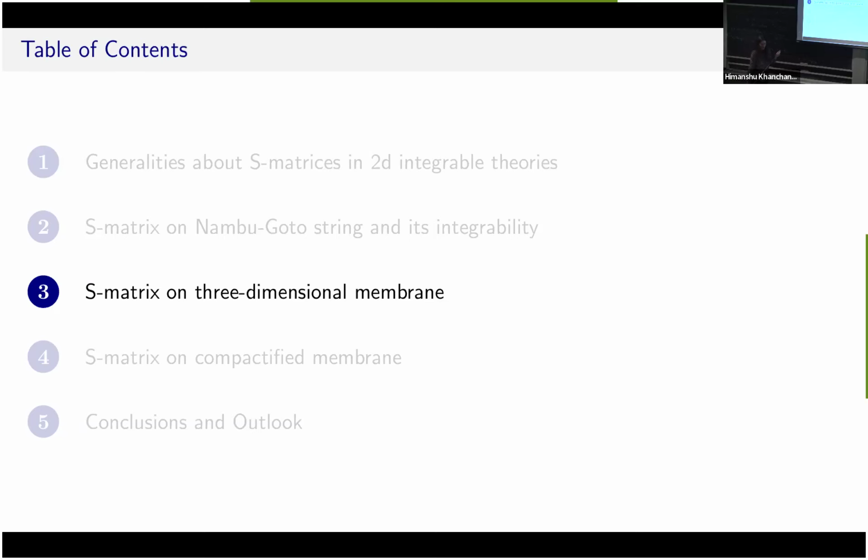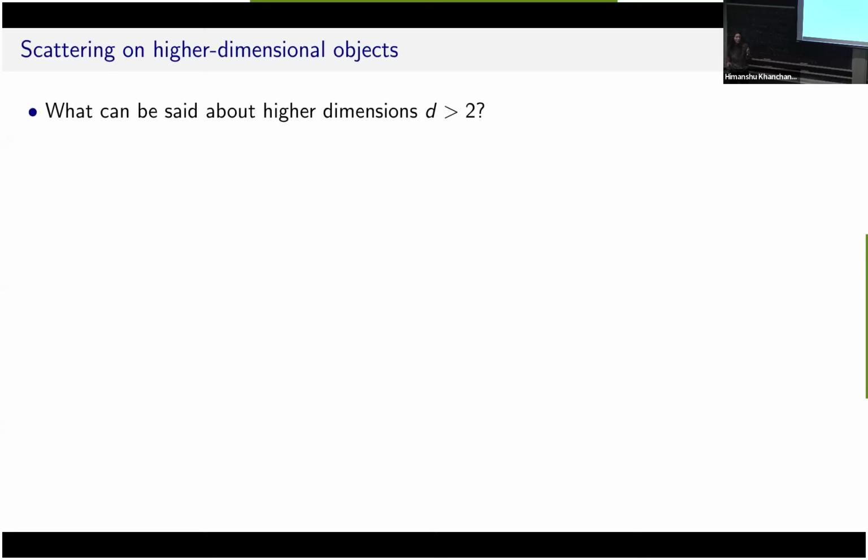And then one question that you can start asking is what happens when you consider higher dimensional objects? So for instance, P-branes or the membrane. So what can be said in dimensions that is higher than 2? Because as I mentioned, TTbar deformations are only kind of well understood in D equal to 2, and also this factorized scattering, this Yang-Baxter equation, is only understood in D equal to 2. So what actually happens in dimensions higher than 2?